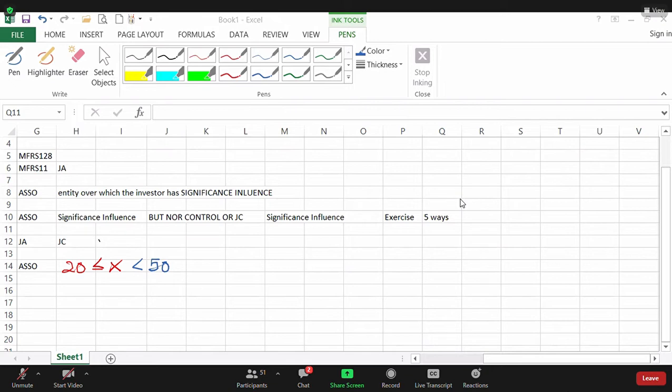So what are you doing before that? Azim Aiman, how to exercise the significant influence? A until E? Okay, A is the presentation on the board of directors. Second is participation in the policy making process. Next is material intercompany transaction. Next is interchange of managerial personnel. And lastly, dependence on technical information.